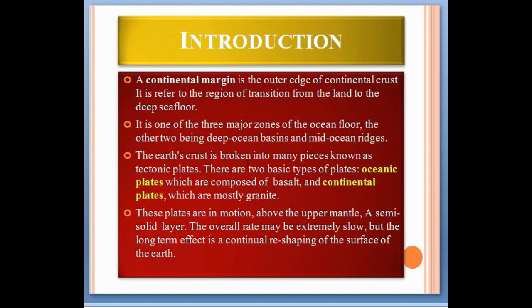Actually, the Earth's crust is broken into many pieces known as tectonic plates. There are two basic types of plates: oceanic plates, which are composed of basalt, and continental plates, which are mostly granite. These plates are in motion above the upper mantle, a semi-solid layer. The overall rate may be extremely slow, but the long-term effect is continual reshaping of the surface of the Earth.